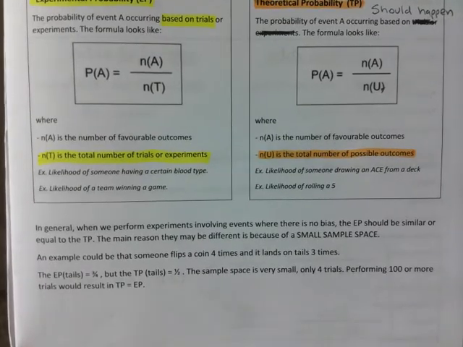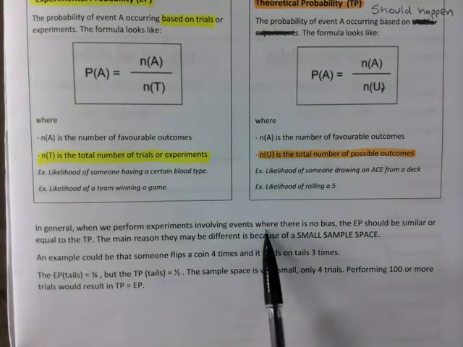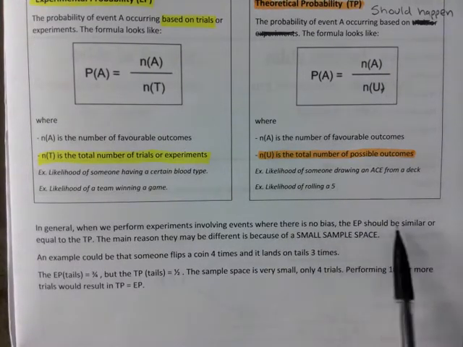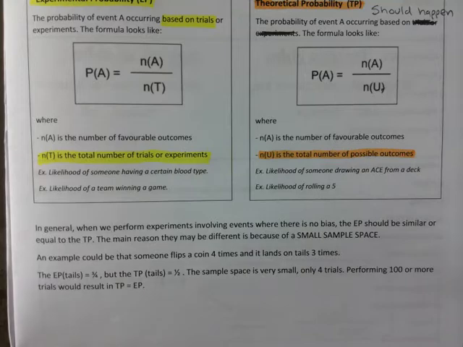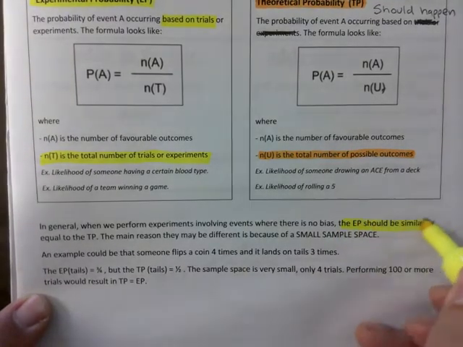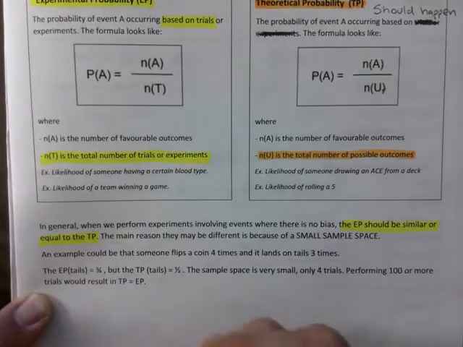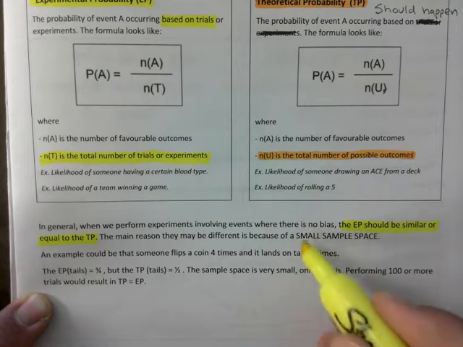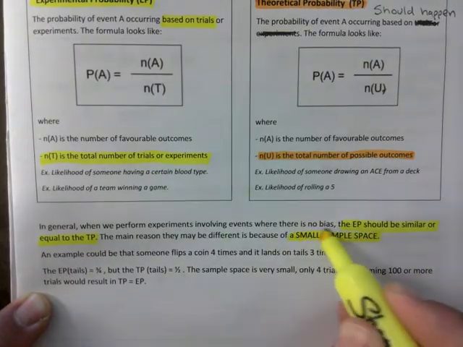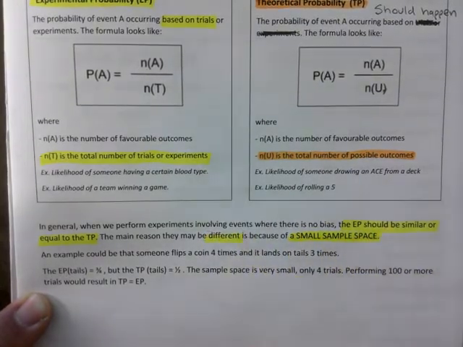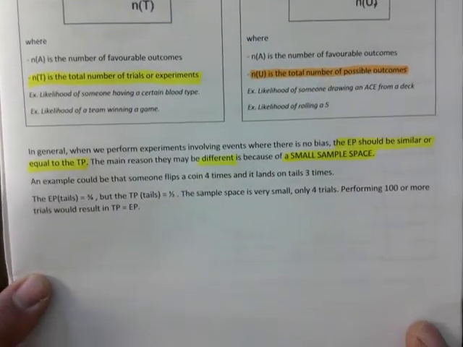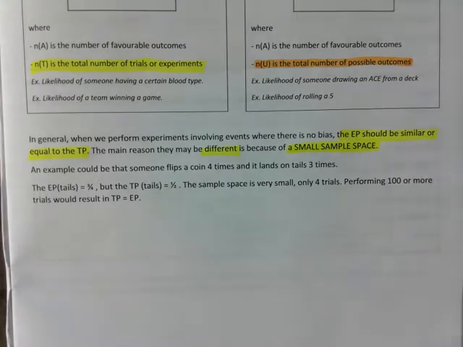In general, when we perform experiments involving events where there's no bias, the experimental probability should be similar to the theoretical probability. The main reason that they may be different is because of a small sample space. They're different when there's a small sample space, meaning you haven't performed enough experiments or trials.